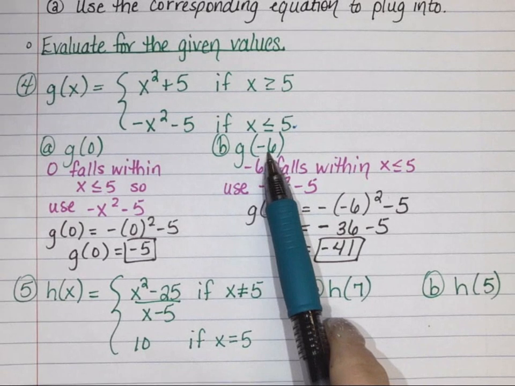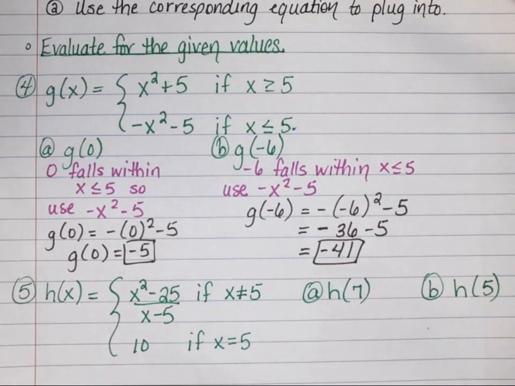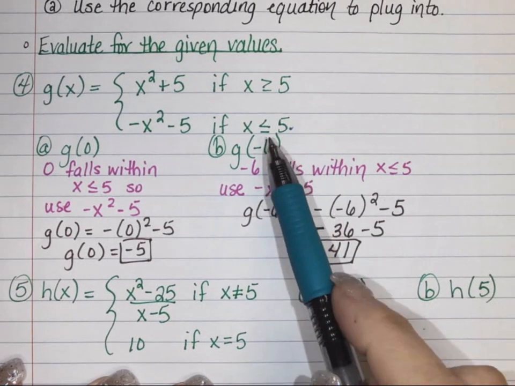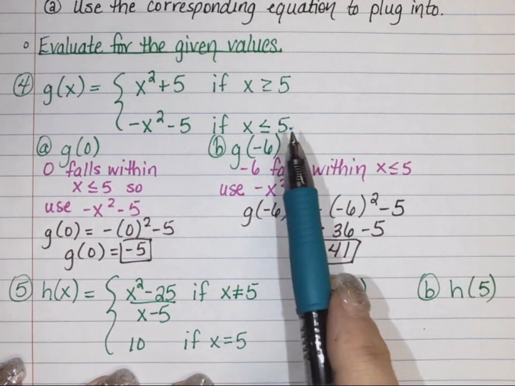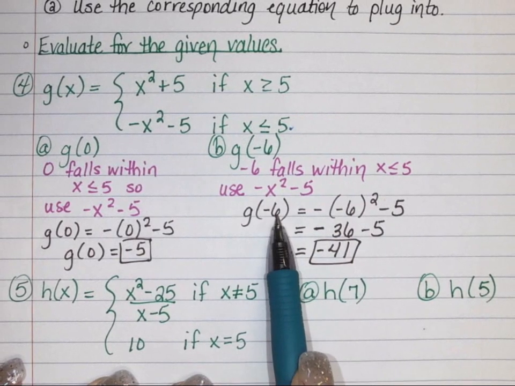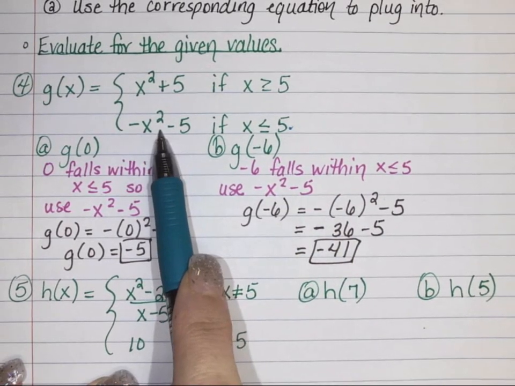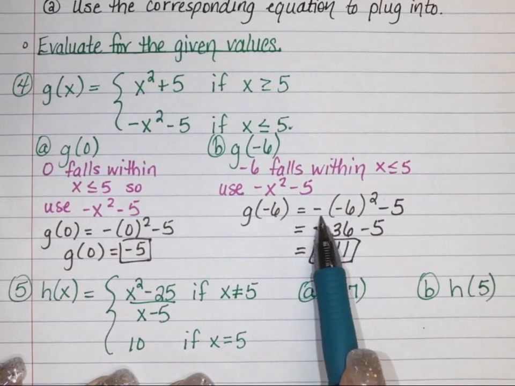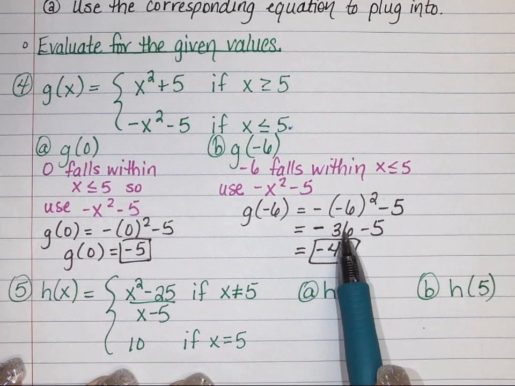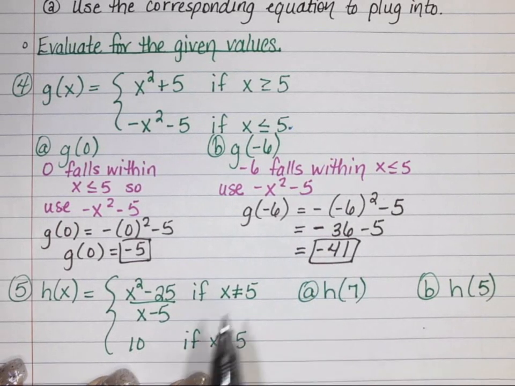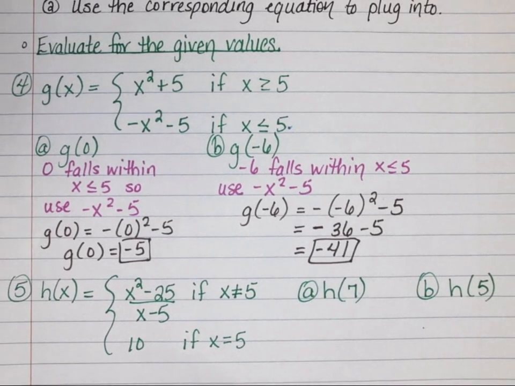Part B, our given value is -6. It falls into this restriction also. -6 is less than or equal to 5. So we use this equation to plug -6 into. So square that. Be careful here. Negative 6 squared is actually going to give you 36. Bring down that negative sign. Negative 41 is your result.